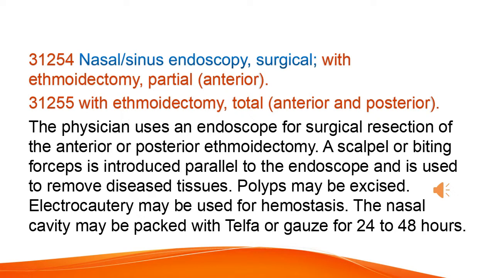Nasal/sinus endoscopy, surgical, with ethmoidectomy, partial, anterior. With ethmoidectomy, total, anterior and posterior. The physician uses an endoscope for surgical resection of the anterior or posterior ethmoid. A scalpel or biting forceps is introduced parallel to the endoscope and is used to remove diseased tissues. Polyps may be excised. Electrocautery may be used for hemostasis. The nasal cavity may be packed with Telfa or gauze for 24 to 48 hours.